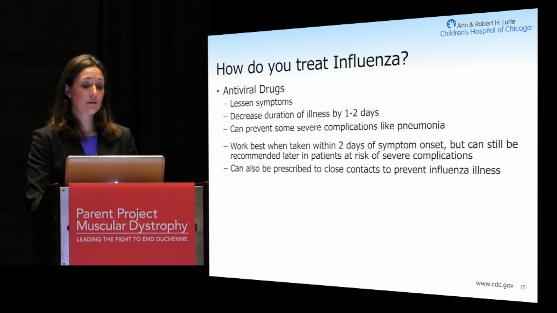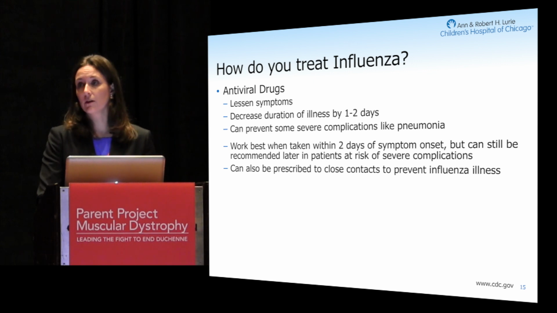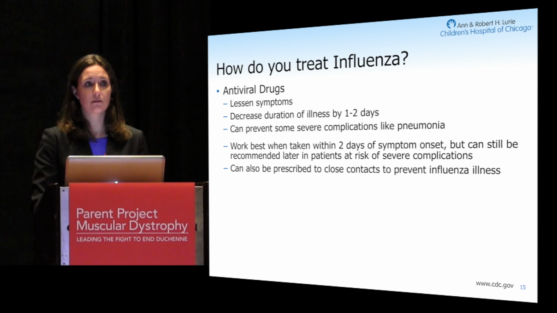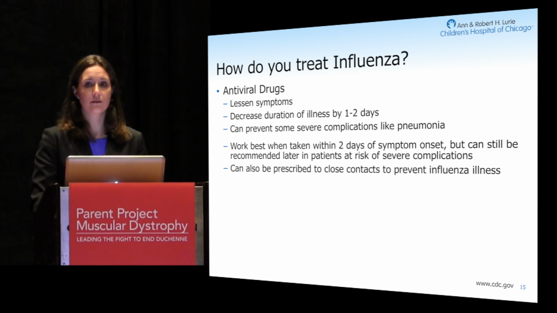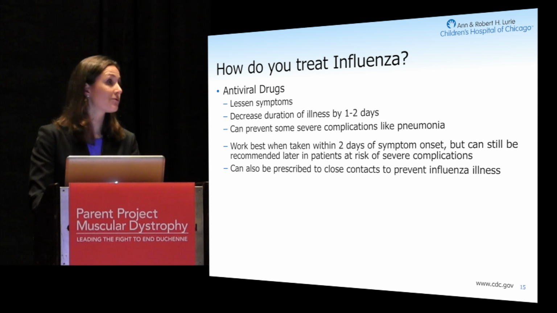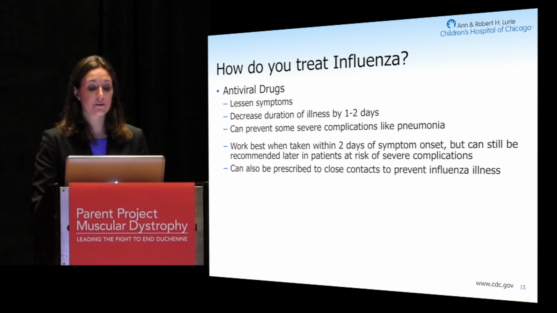The benefit of antiviral drugs is that they can lessen your symptoms, they can decrease the duration of your illness by about 1 to 2 days, and they may be able to prevent some severe complications like pneumonia. They work best when taken within about 2 days of symptom onset. So if you've been around somebody who has influenza, or it really seems like a flu-like illness, you missed your flu shot, go ahead and call your provider early.